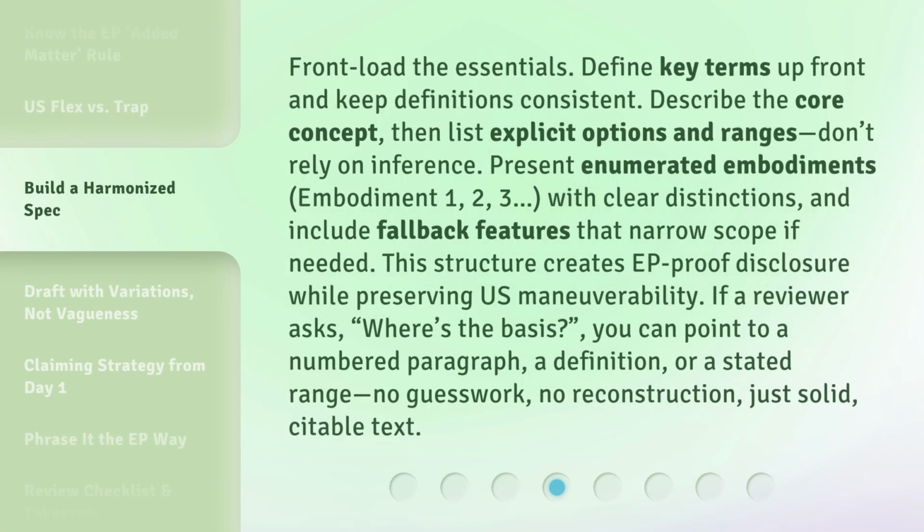Front-load the essentials. Define key terms up front and keep definitions consistent. Describe the core concept, then list explicit options and ranges. Don't rely on inference. Present enumerated embodiments. Embodiment 1, 2, 3, with clear distinctions, and include fallback features that narrow scope if needed. This structure creates EP-proof disclosure while preserving US maneuverability.